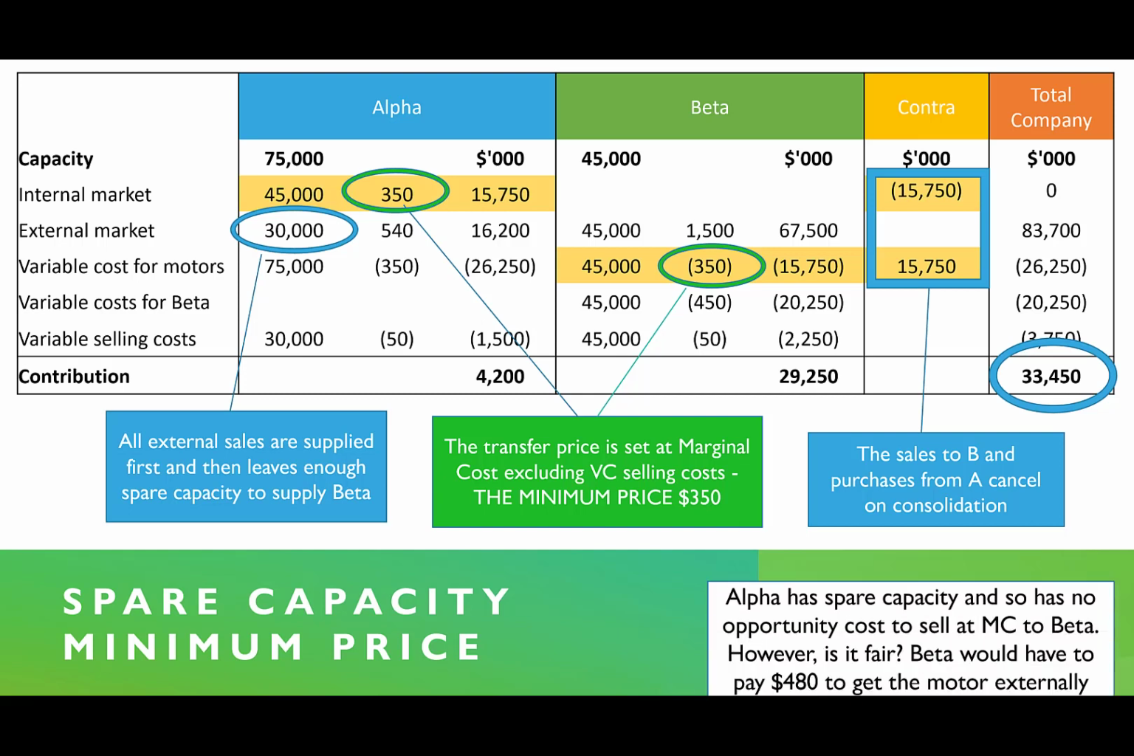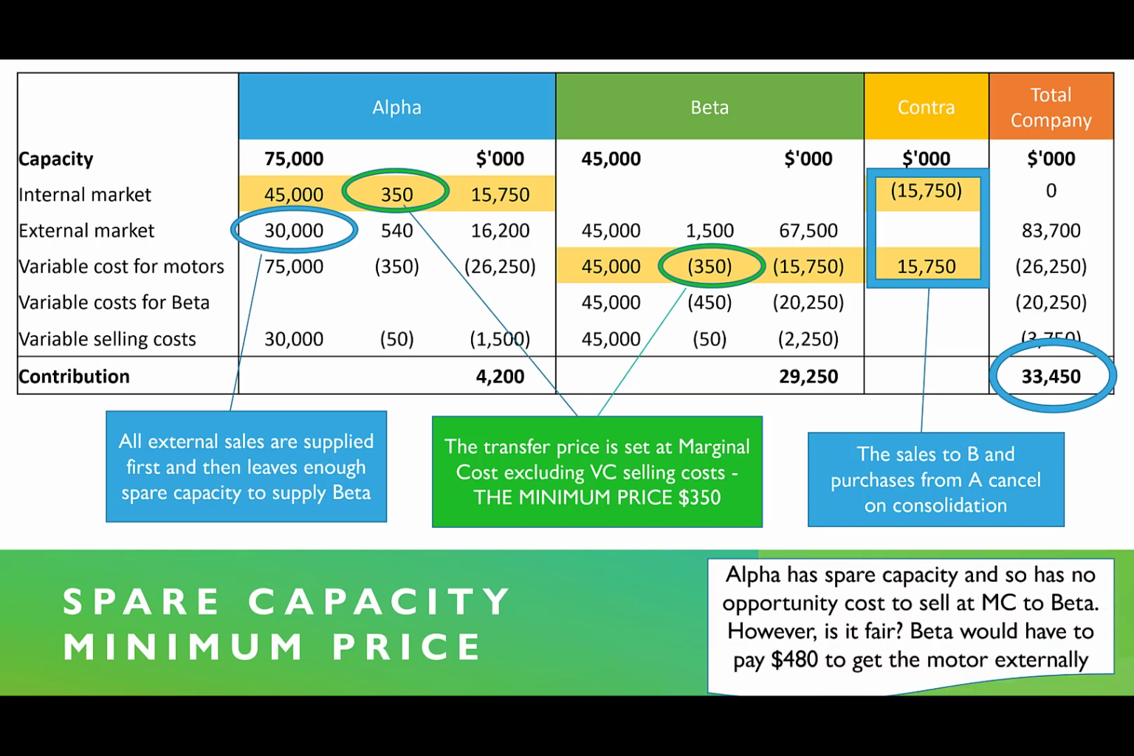Now this is because Alpha has spare capacity and so has no opportunity cost to sell at marginal cost to Beta. However, is this fair? Beta would have to pay £480 to get the motor externally. But from the company's point of view, the transfer price is cancelled on consolidation, so it doesn't matter.